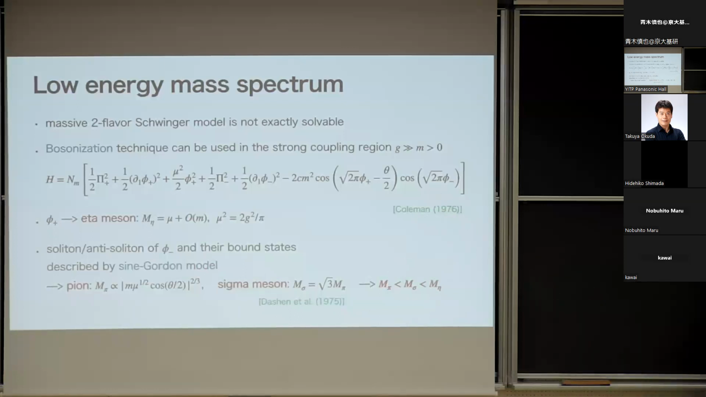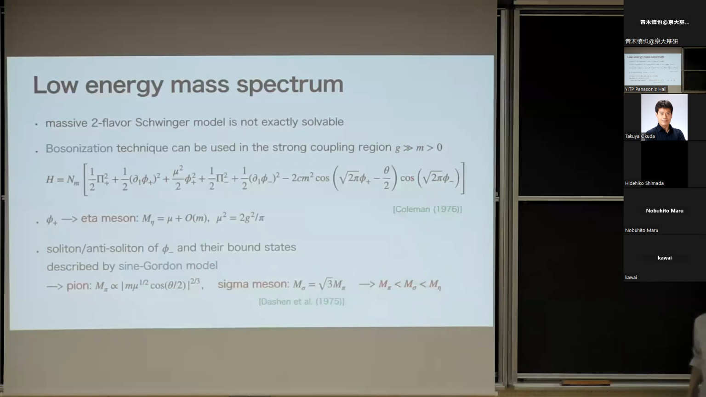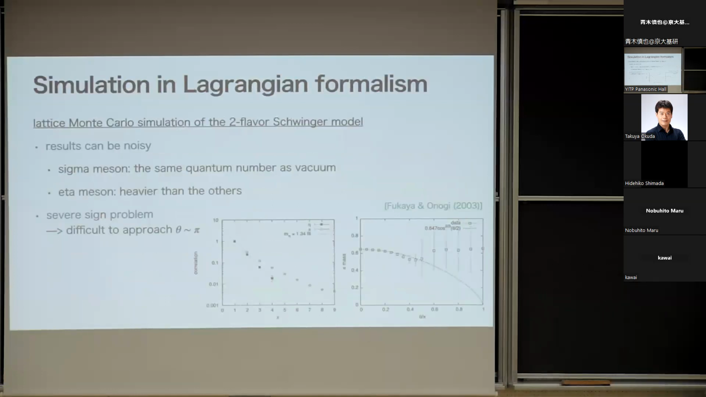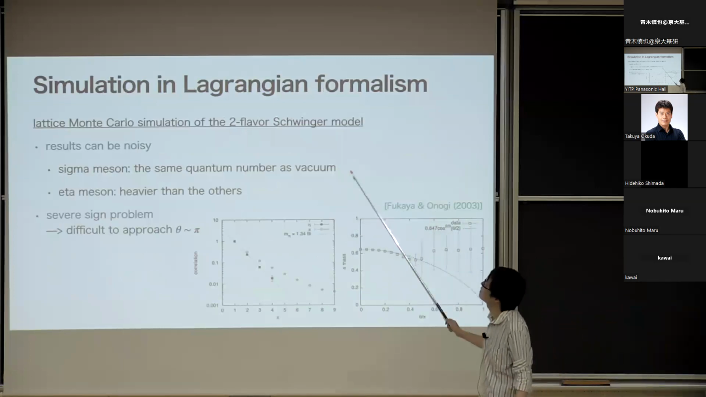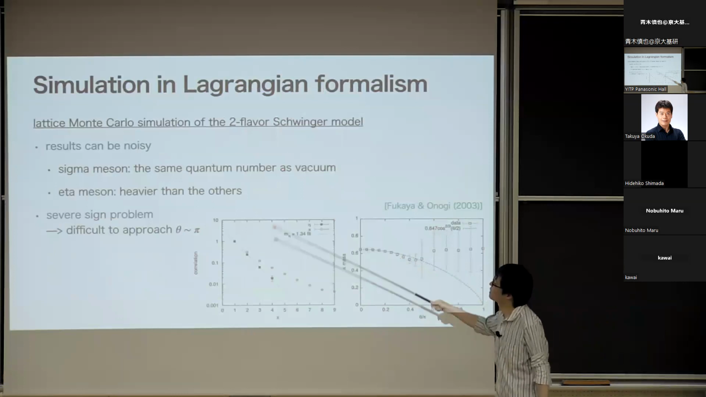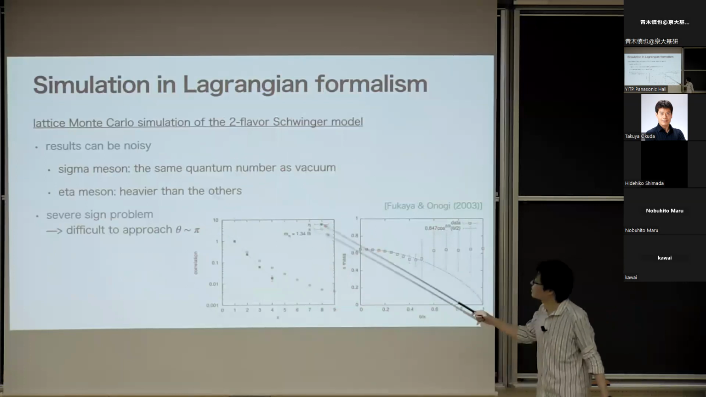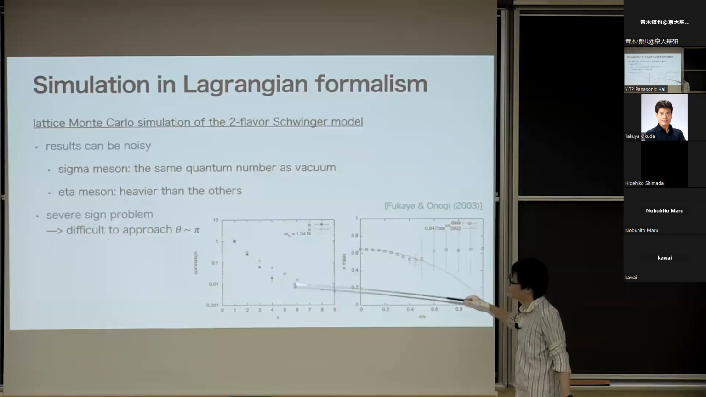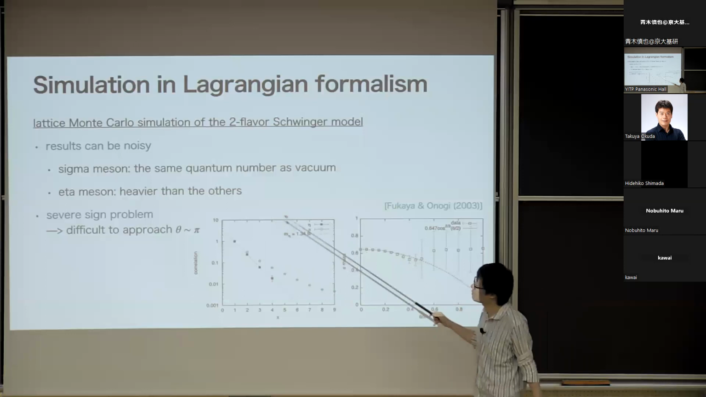Okay. So it is nice to confirm this kind of prediction by numerical simulation. And in fact, there is a previous work using the Lagrangian formalism, the lattice Monte Carlo simulation. Of course, we can calculate the pion mass and eta mass, but there is some possible difficulty.